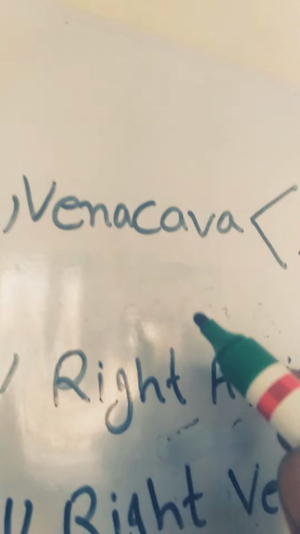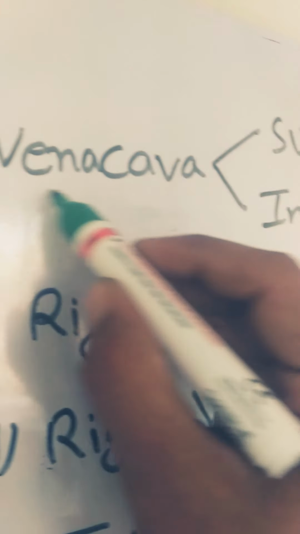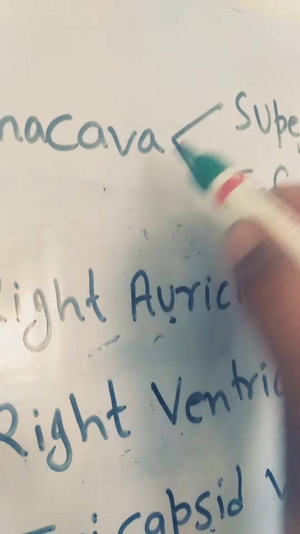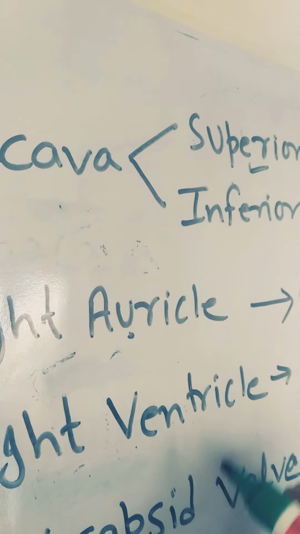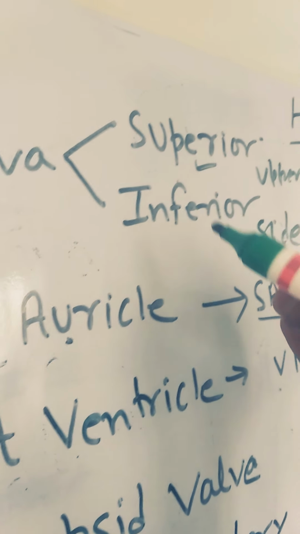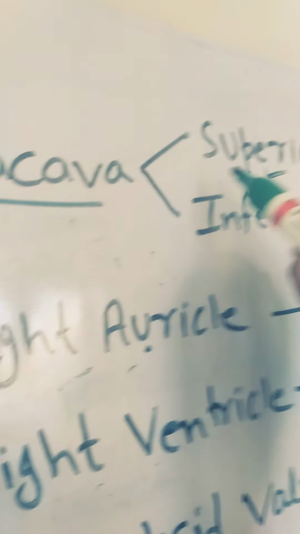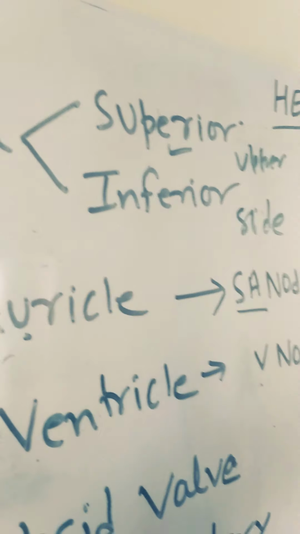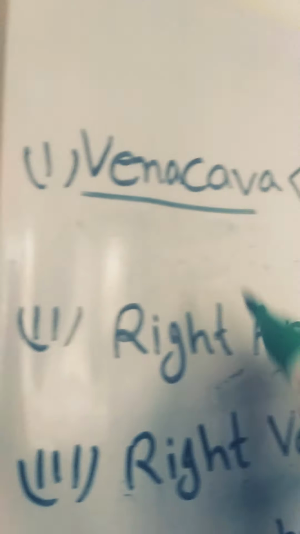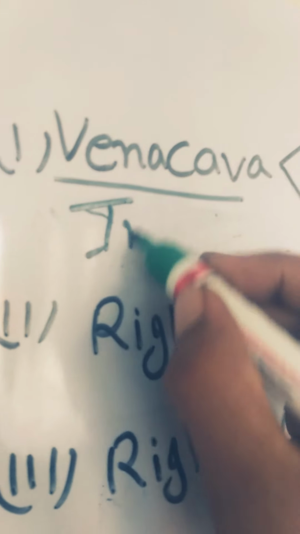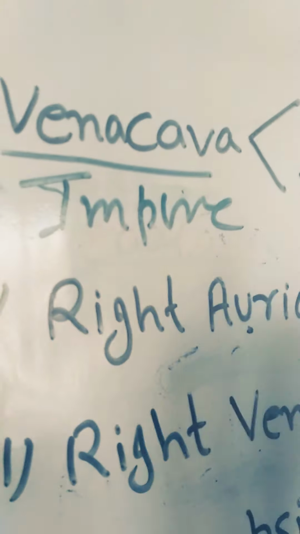Okay, so let's see here. I'm going to explain in very short. Number 1 is vena cava. These are all pipelines which help in circulation of blood. There are 2 types of vena cava, superior vena cava and inferior vena cava. The function of vena cava is to carry impure blood from the body.